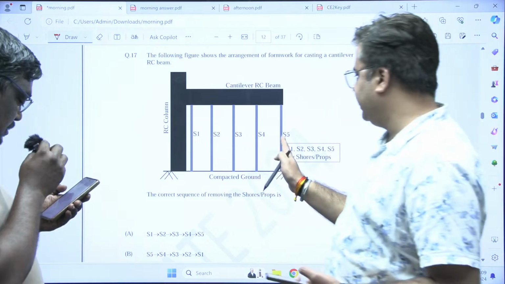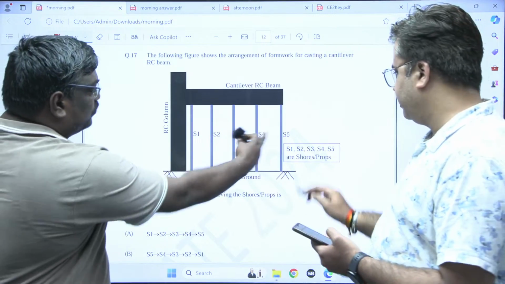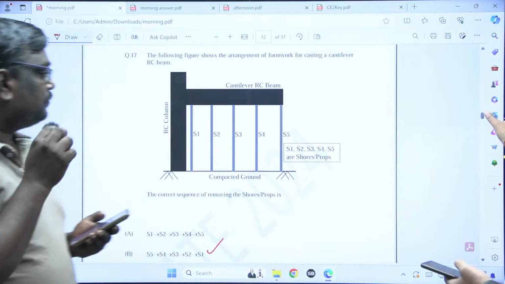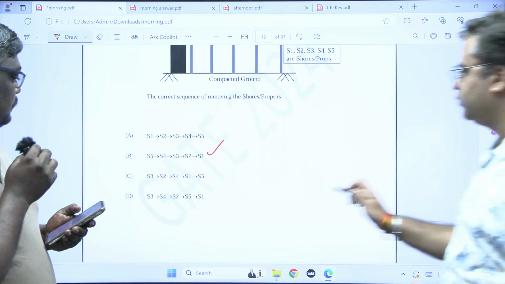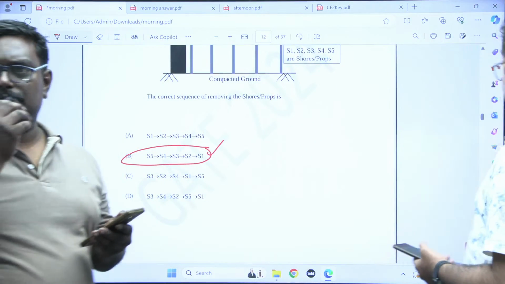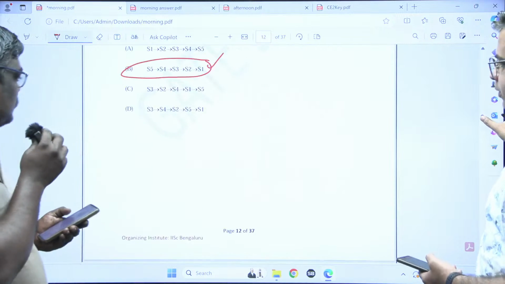This is question 17. We discussed it yesterday. S5, S4, S3, S2, S1. Option B is the correct option. S5, S4, S3, S2. Free and fixed end, we can say.